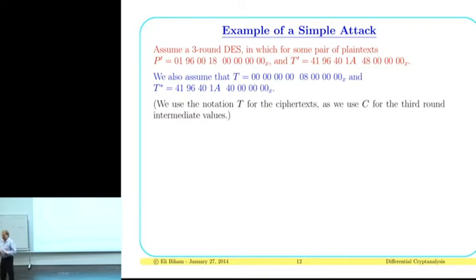I'll show you an example of a simple attack. I'll show you an example of how to break 3 rounds of DES using the idea that I showed you. So let's assume that the difference of both plaintexts is this one. This means that the difference in the first round to the F function is this one. This is the value, the difference to which the output of the F function is XORed afterward. Let's assume that this is the difference of the ciphertext after 3 rounds.